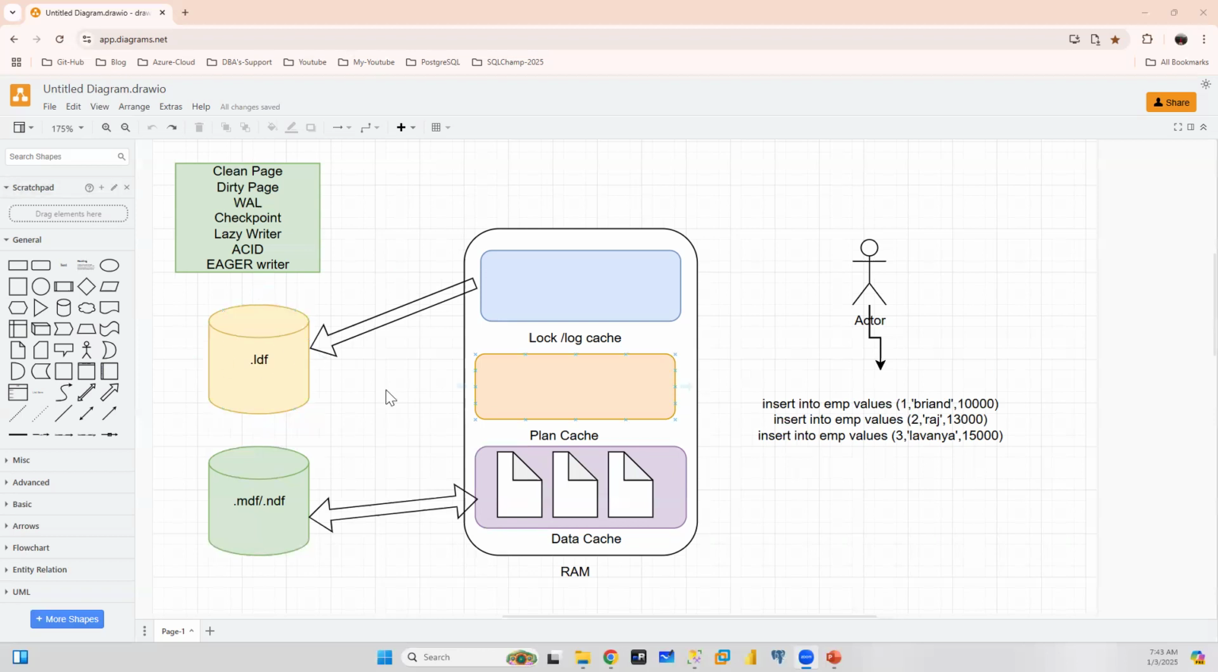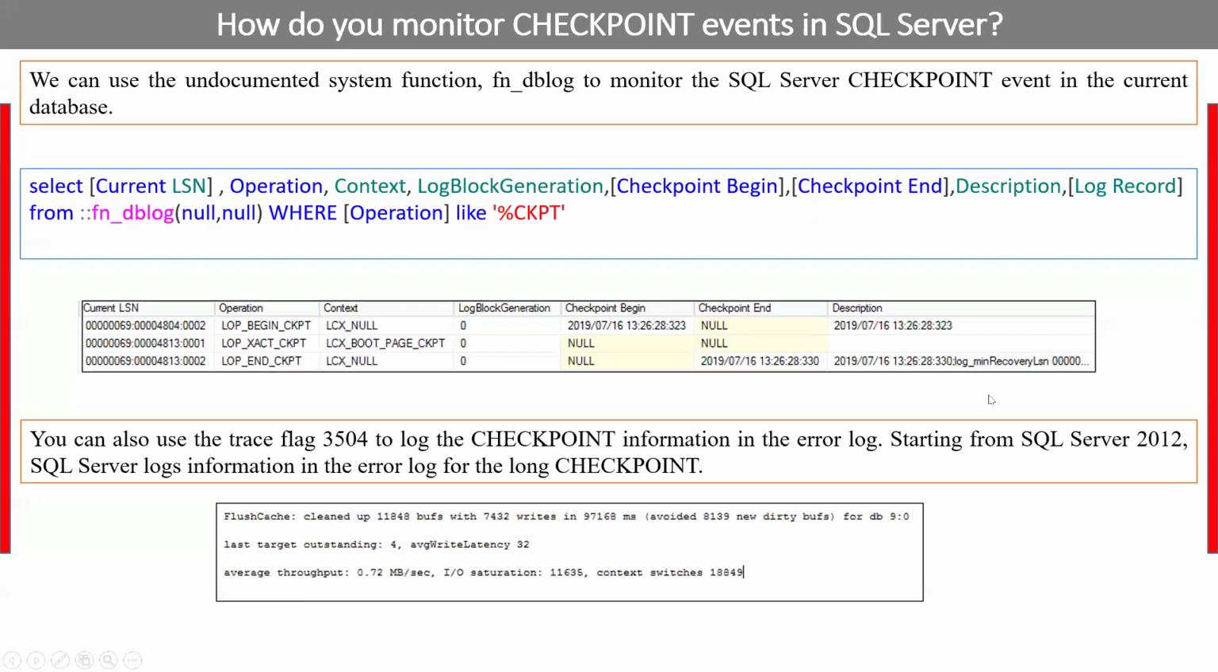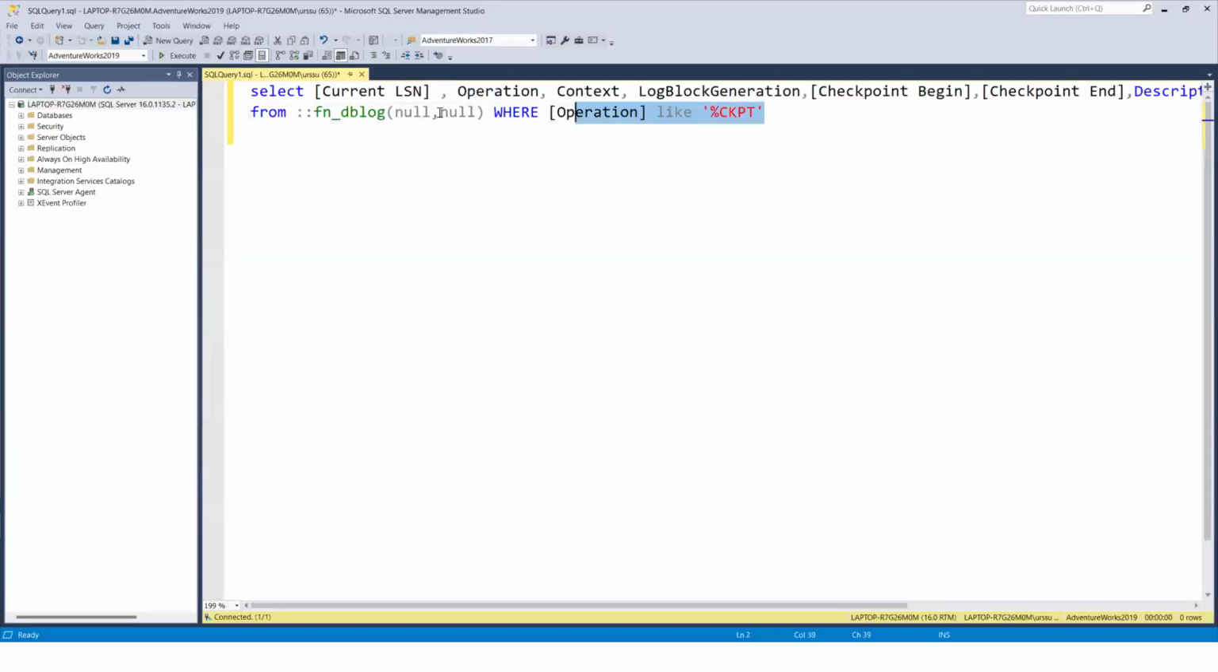Now, in continuation of the last session, let's do a practical. As I told you, you can get the information about when your last checkpoint was triggered. If I want to see the checkpoint information, you can read fn_dblog. It's a function in SQL Server. fn_dblog is a function where you are trying to read the log file. Using fn_dblog, you can get the checkpoint triggered information.